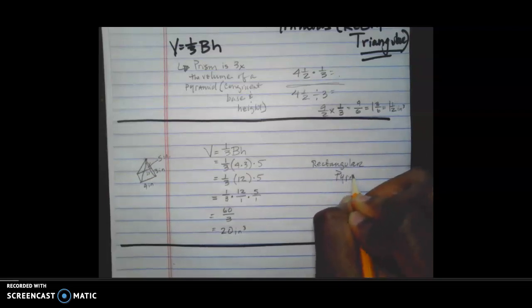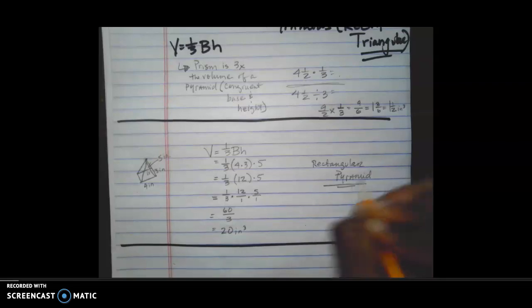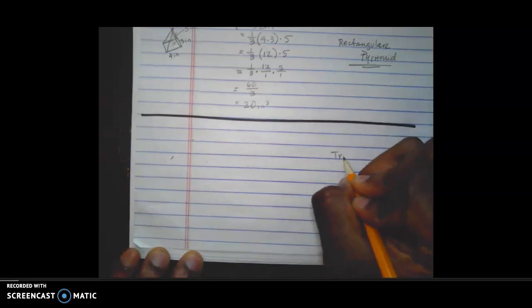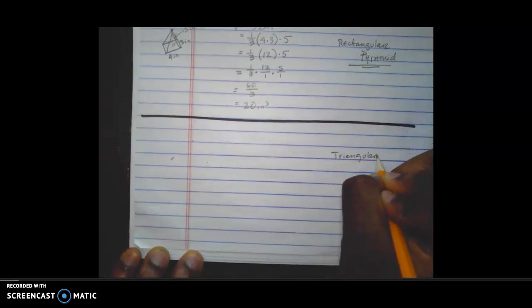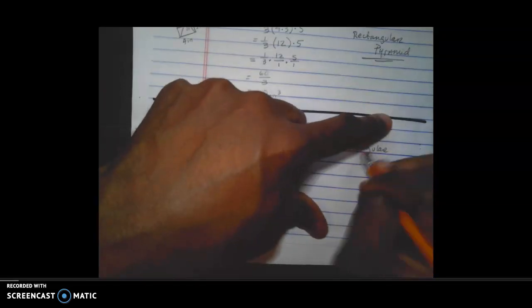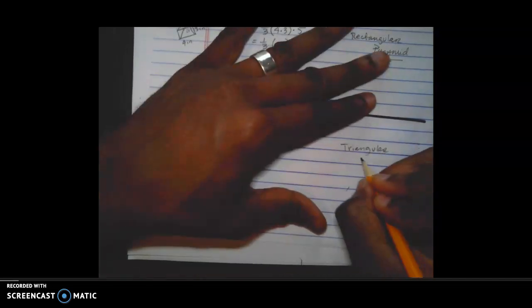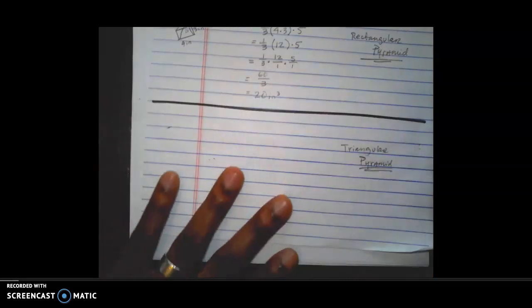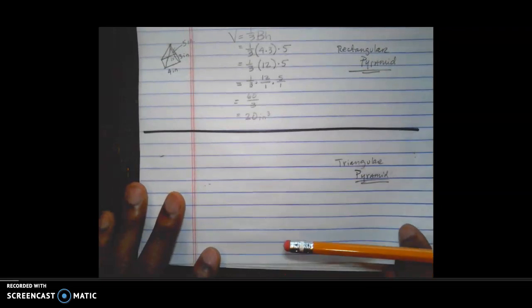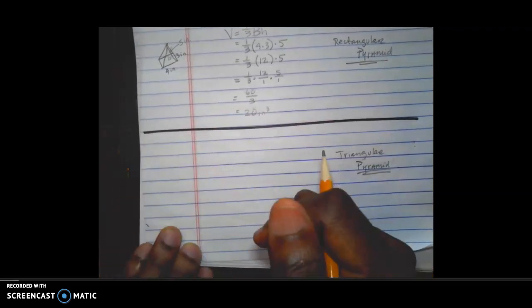pyramid. Now, in this last section here, what I'm going to do is use an example that is a triangular pyramid. Now, just as I mentioned in the last video, did I do that right? No, I did not. Let's spell that. Let's see, pyramid. The adjective that's used prior to the pyramid is going to tell you what the base is. So we know that it is a triangular pyramid, a pyramid with a triangular base.